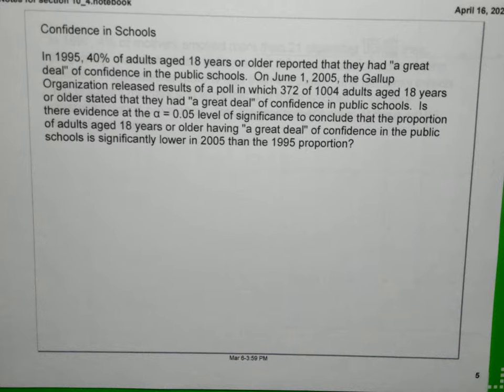In 1995, 40% of adults aged 18 years or older reported they had a great deal of confidence in public schools. On June 1st of 2005, the Gallup organization released results of a poll in which 372 out of 1,004 adults aged 18 and older stated they had a great deal of confidence in public schools. Is there evidence at the alpha equals 0.05 level of significance to conclude that the proportion of adults aged 18 or older having a great deal of confidence in the public schools is significantly lower in 2005 than in 1995?